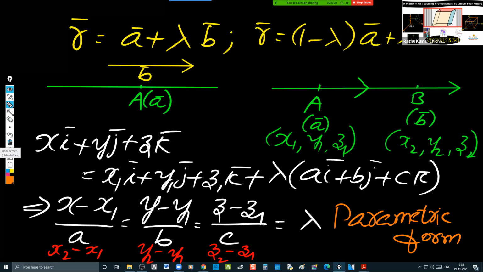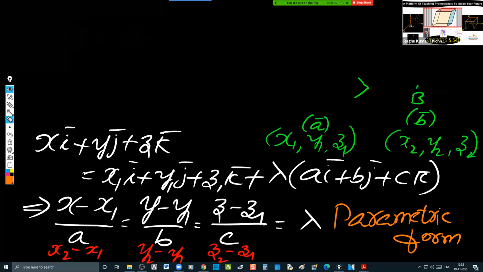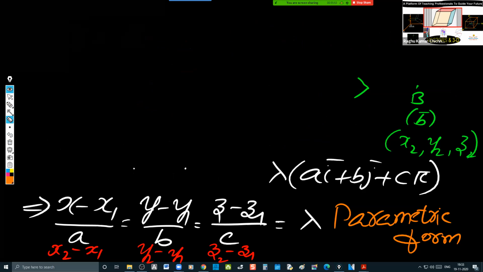What is that frequently used? Let me write that for more clarity. For more clarity, I'm writing the most general point which we use frequently in three-dimensional geometry, which is cross multiplying and writing it in the parametric form. You'll come across this. Follow this carefully, please.